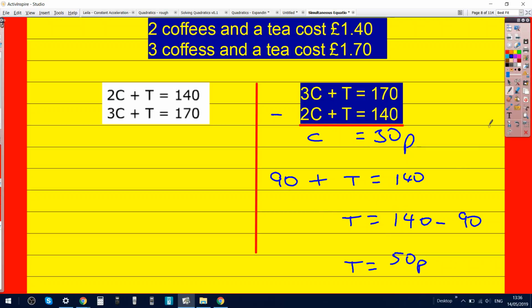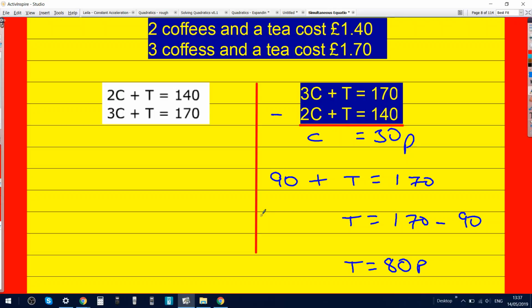Sorry, it was 170, not 140, because you put it into the top one, didn't you? Yeah. So it was 170 minus 90, so that's 80p. 80p. Okay.